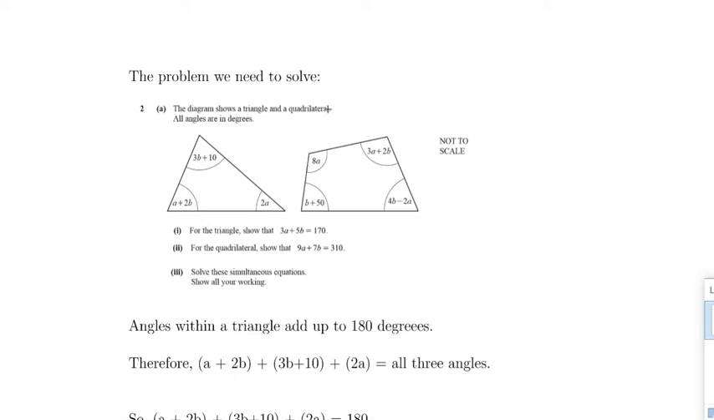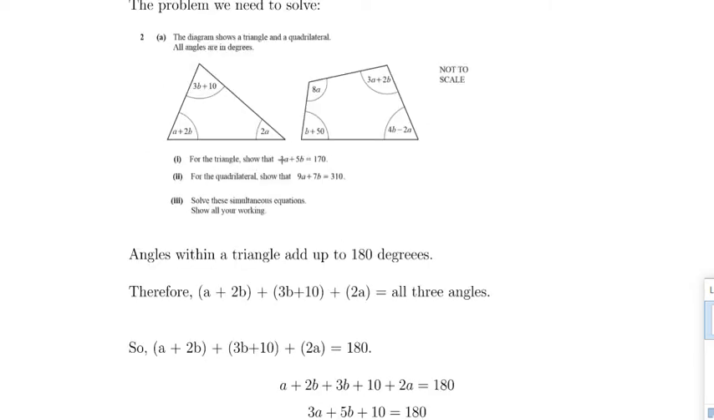Okay, so the first thing it says is the diagram shows a triangle and a quadrilateral. All angles are in degrees. This thing's not to scale. For the triangle, show that 3a plus 5b is equal to 170. For the quadrilateral, show that 9a plus 7b is equal to 310. And solve these simultaneous equations, show all your working.